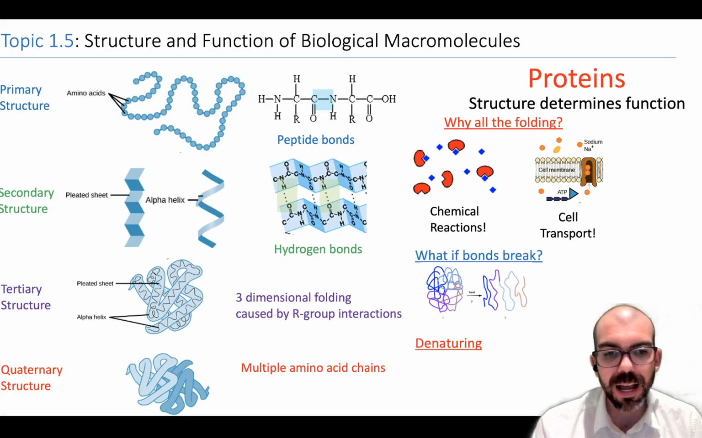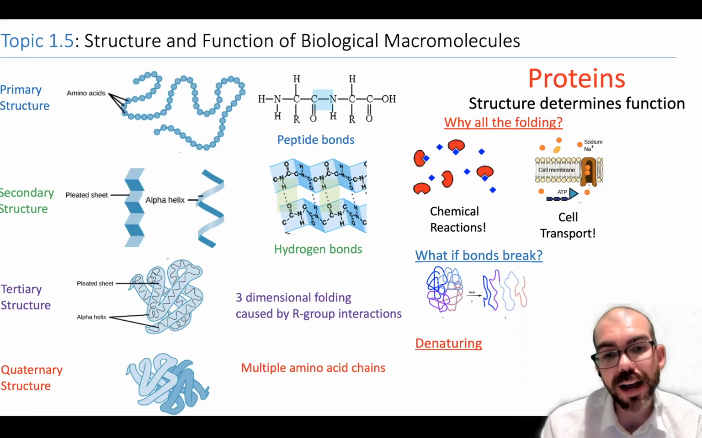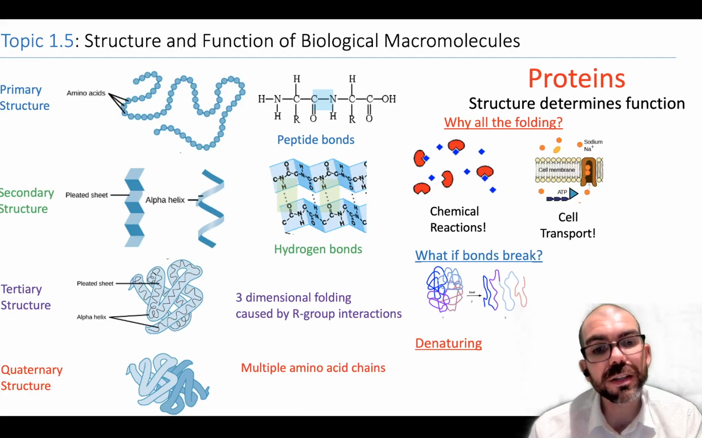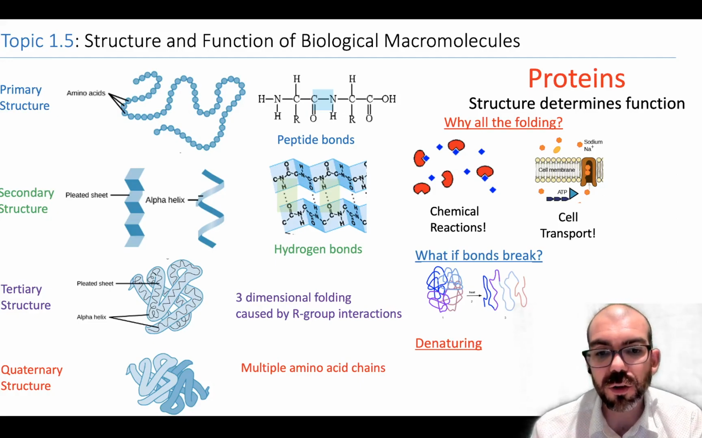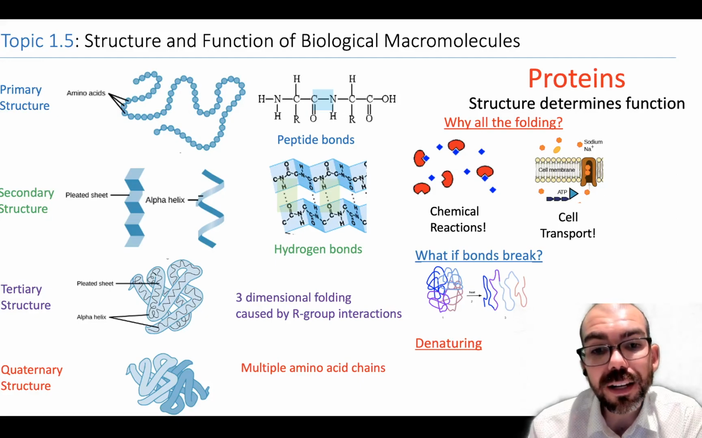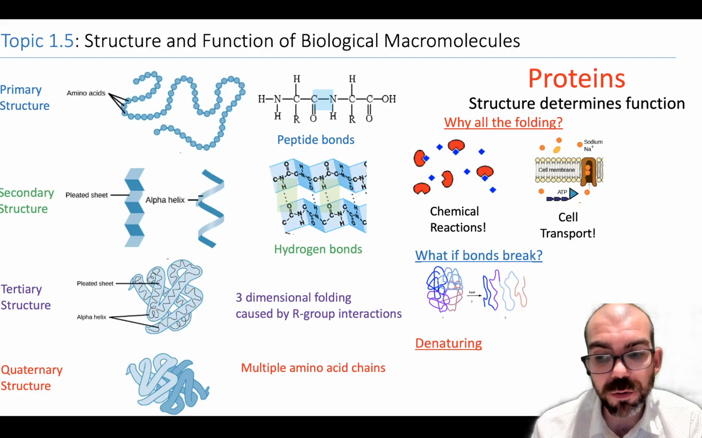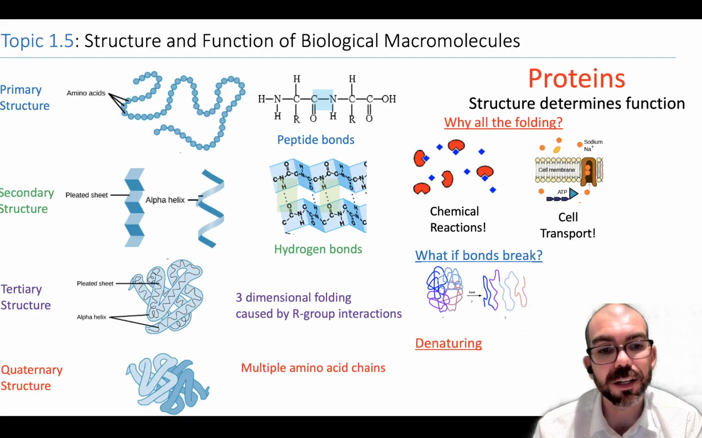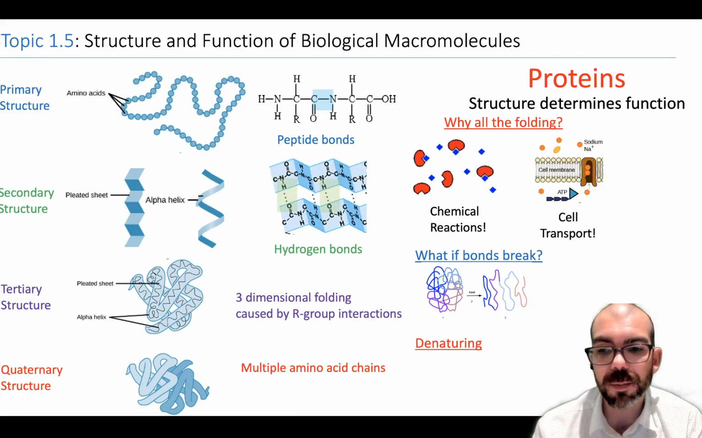Now, something to keep in mind is College Board loves to ask questions about what if this goes wrong or what if that goes wrong. What if some of these bonds were to break? Well, if a protein loses its shape, it loses its function. Structure determines function. So if I were to have a breakage in the hydrogen bonds at the secondary level, now I only have a primary protein. If the quaternary structure were to fall apart, now I'm left with a tertiary. It is good to know what kind of bonding happens at each level, because College Board loves to ask questions about what if secondary is damaged, or tertiary or quaternary, what would be the effect?